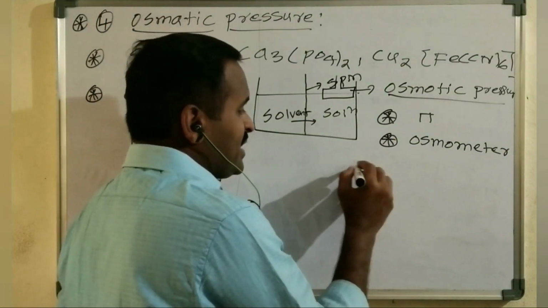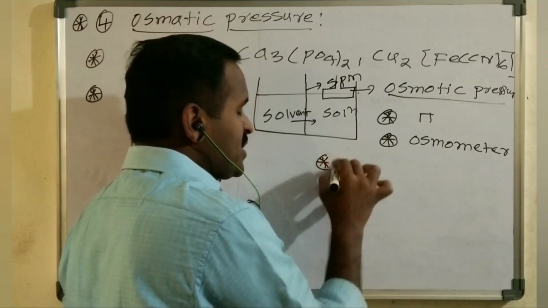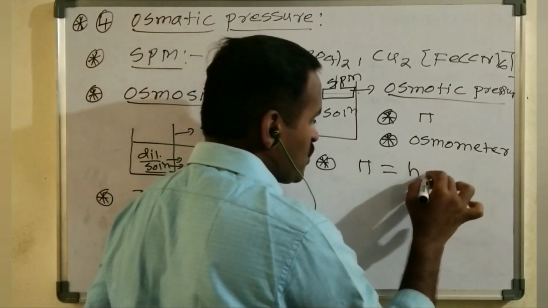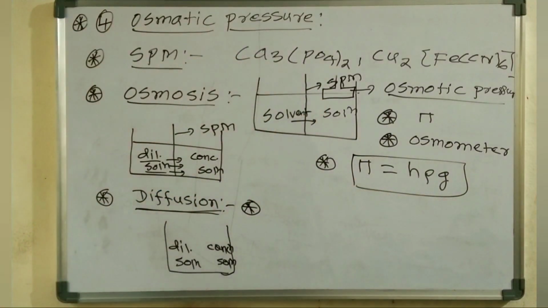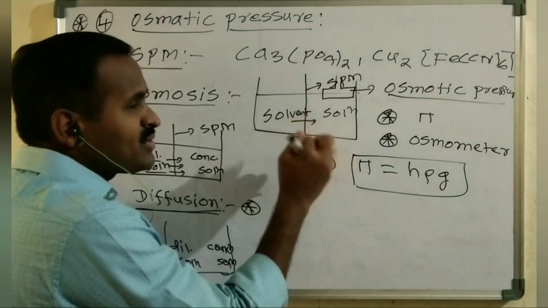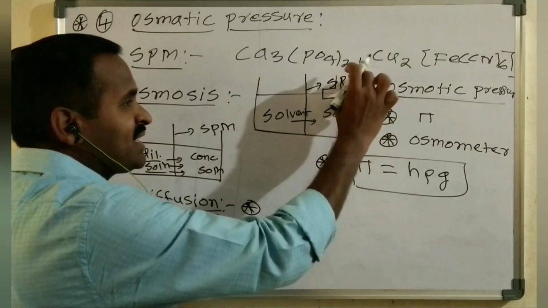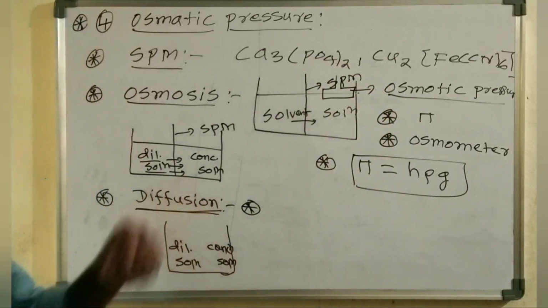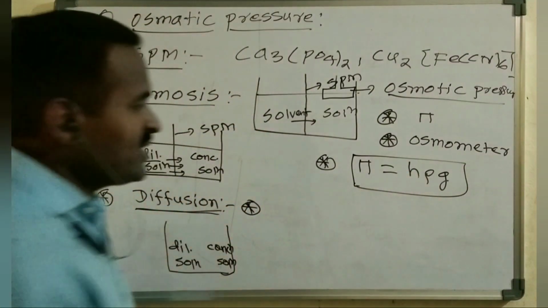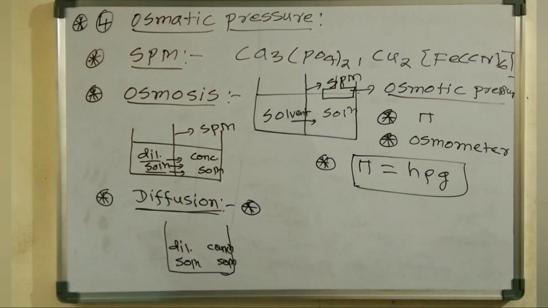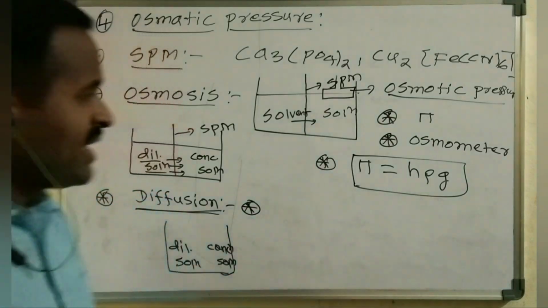We can say that the osmotic pressure pi equals h rho g. So this is the formula: osmotic pressure pi equals h rho g. Here h is the increase in the level of the solution in the tube. Because of the flow of solvent molecules to the solution side, the height of the solution increases. That h is the increased height level on the solution side, where rho is the density, whereas g is the acceleration due to gravity, right?